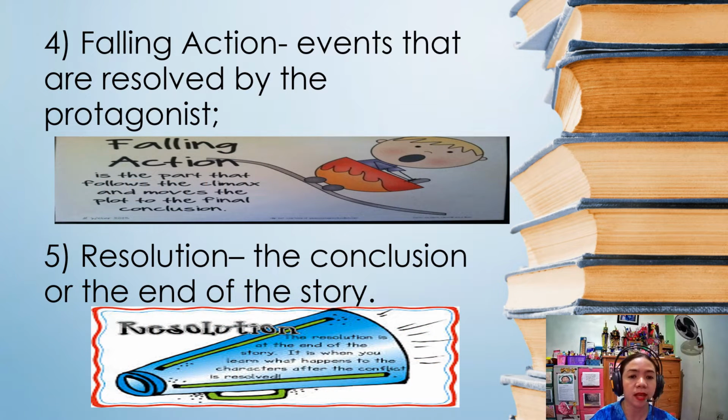The fourth one is the falling action. These are events that are resolved by the protagonist. So this is also the part that follows the climax and moves the plot to the final conclusion.